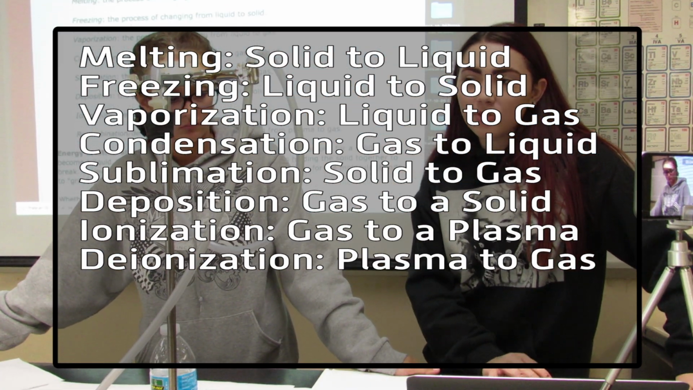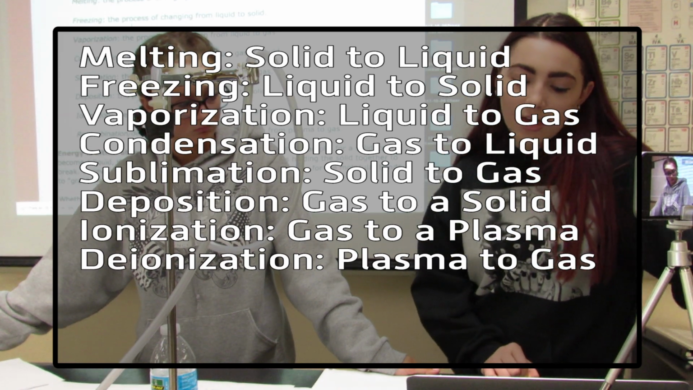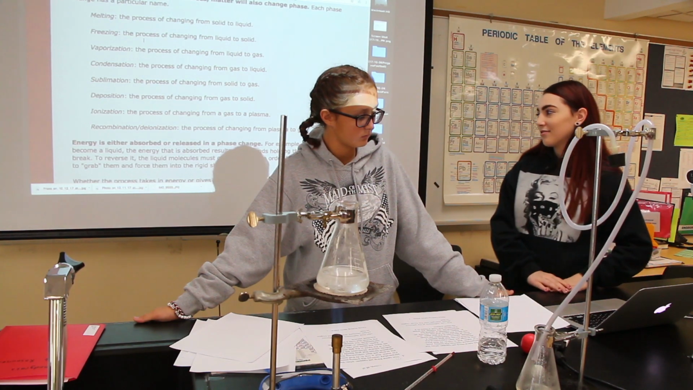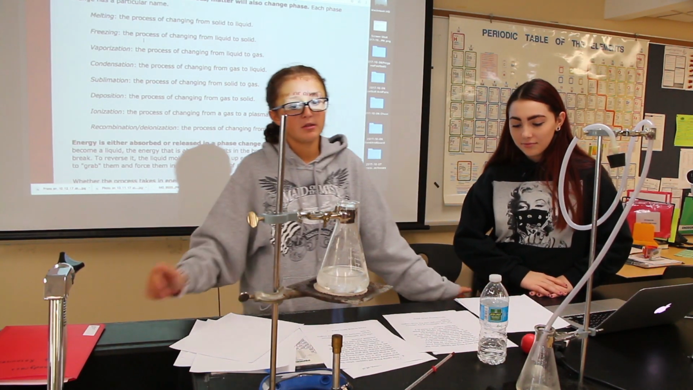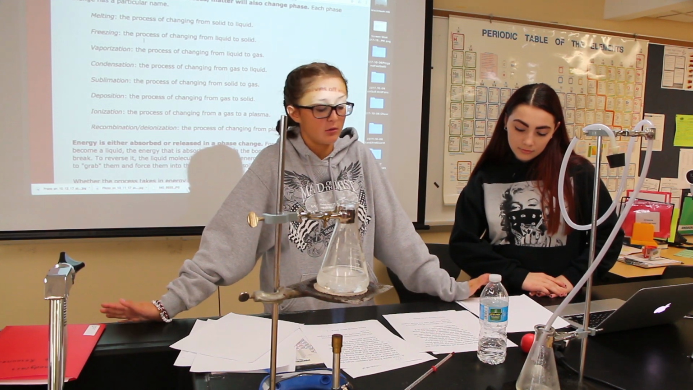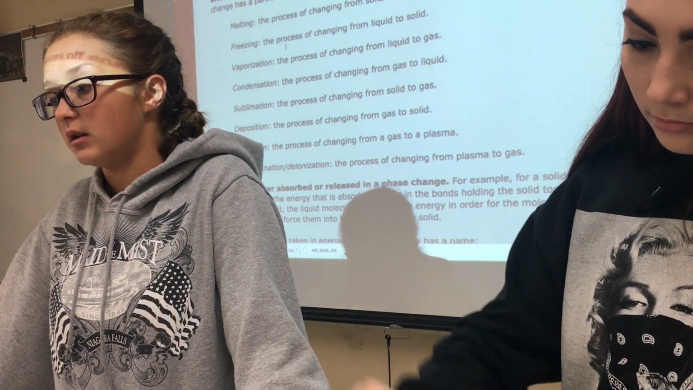Ionization is when it goes from a gas to a plasma. And then recombination, or deionization, is the process of changing plasma to gas. So what's on the Bunsen burner is ice, and that's melting. It's changing from a solid to a liquid. And then the reverse of it is freezing, where the liquid turned into a solid.